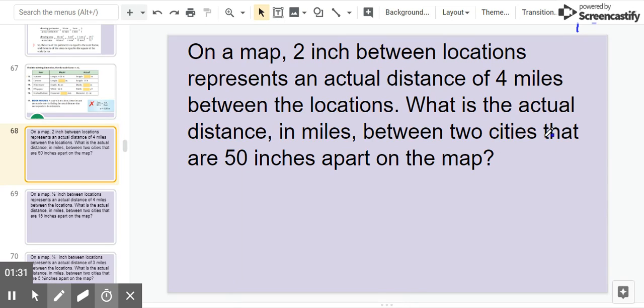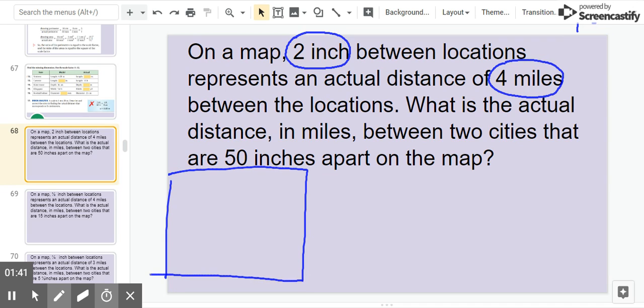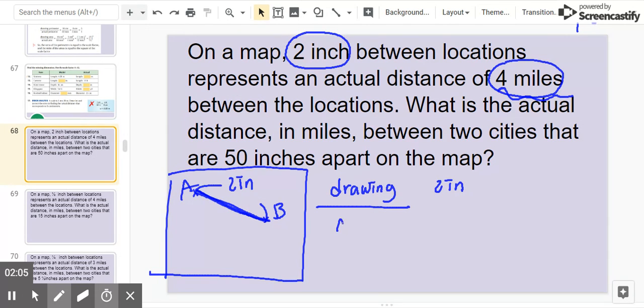All right, on a map, we have 2 inches between locations, but the actual distance is 4 miles. So you have a map here. But let's say, A to B, if you measure this distance on the paper, let's say this is 2 inches. But between the two locations, the actual distance should be 4 miles, right? So the drawing distance is 2 inches, but the actual distance is 4 miles.